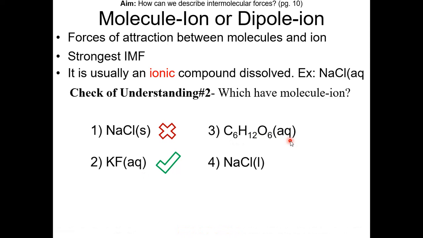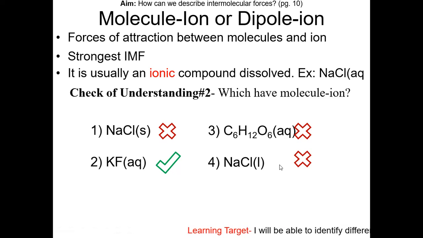For glucose aqueous, glucose is a covalent compound, and aqueous, which stands for water, is also a covalent compound. So they're both molecules. There's no ions here. So therefore, there is no molecule-ion interaction. How about NaCl liquid? NaCl is the ion because it's an ionic compound, but there is no molecule. So there is no molecule-ion interaction. There is only molecule-ion interaction when it is an ionic compound dissolved in water.